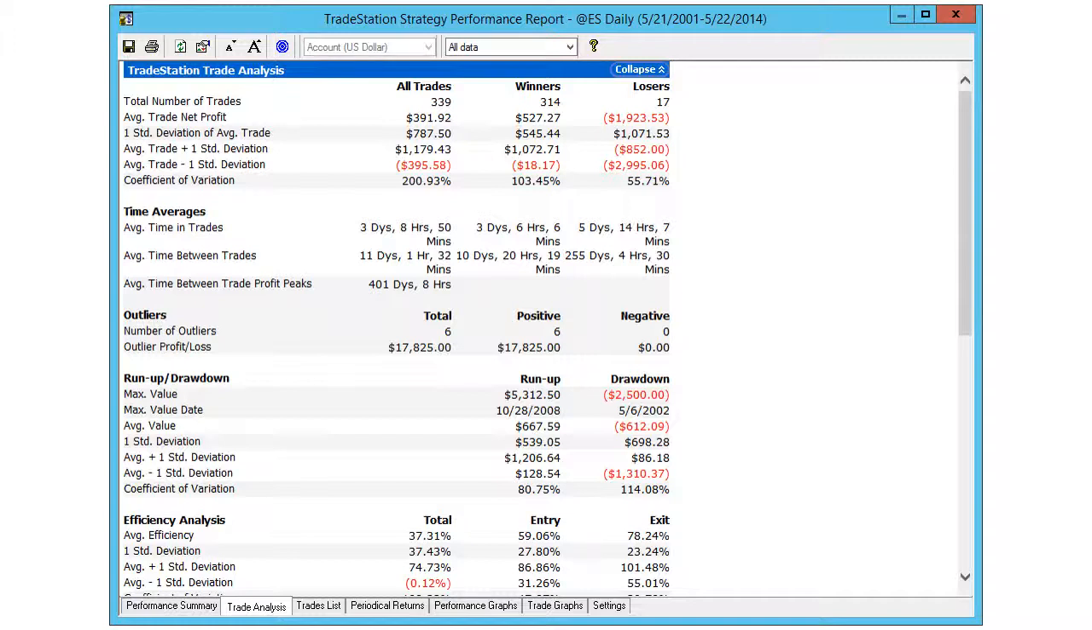So here's kind of what the system did over the course of about 12 years. It's 339 trades, had a pretty good average profit size of $391. So slippage and commission aren't a major factor in this system because of just the larger average trade size.